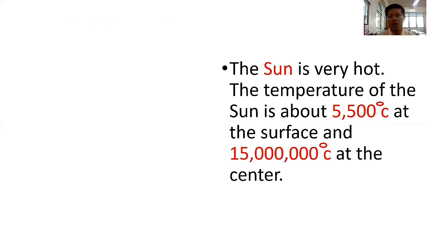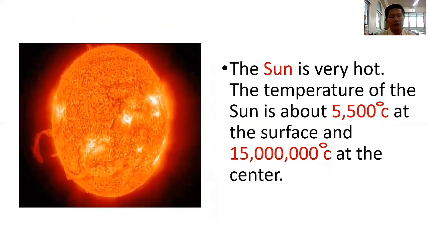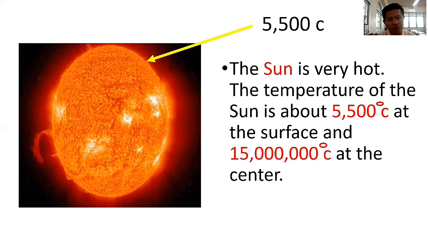The temperature of the sun is about 5,500 degrees Celsius at the surface. Okay, so look at this one. This is the image of the sun, and this is the surface part of the sun. Okay, how hot is the surface of the sun? Very good. It is 5,500 degrees Celsius.